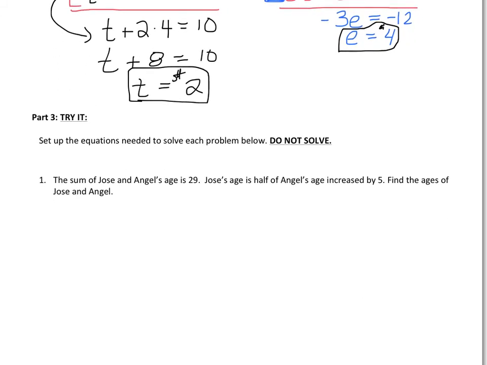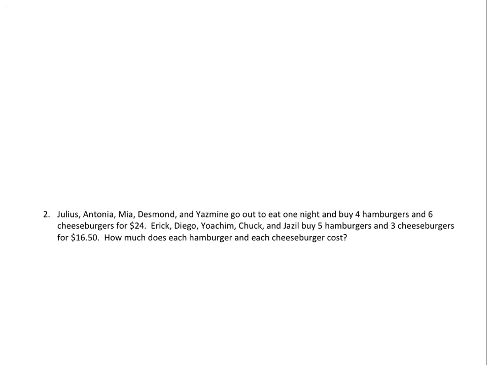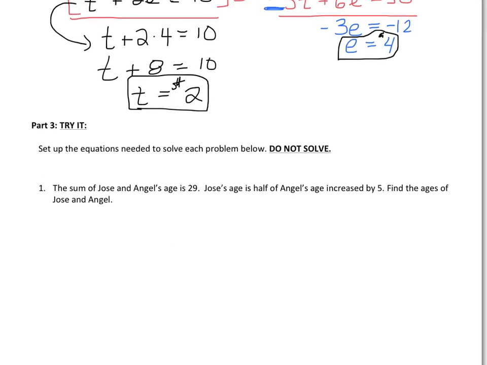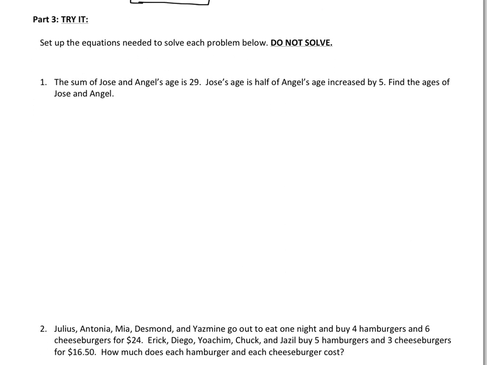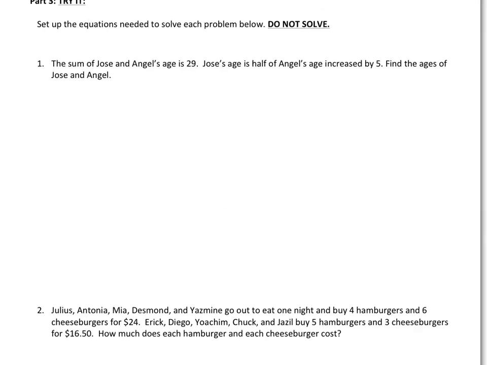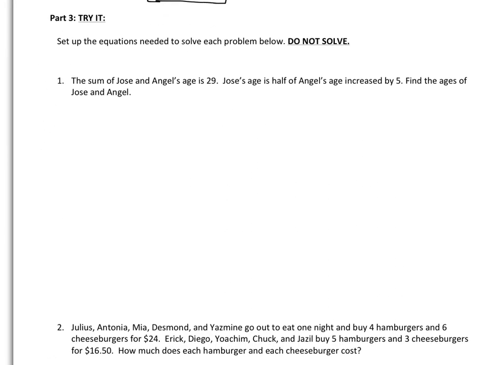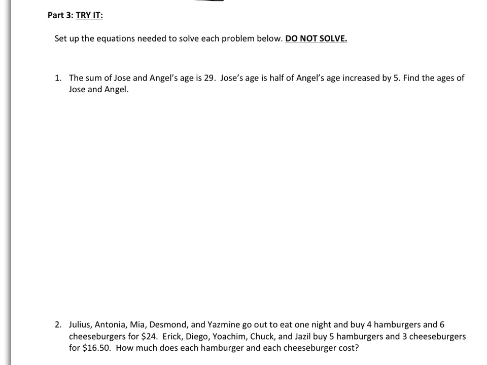Alright, here we go. Part 3. Try yourself. So we got 2 we could try ourselves here. We got an age problem, and we got a money problem. So right now, go ahead and try these 2. Please press pause on the video. Let them try it, and then we'll go over the solutions. Ready, set, pause.